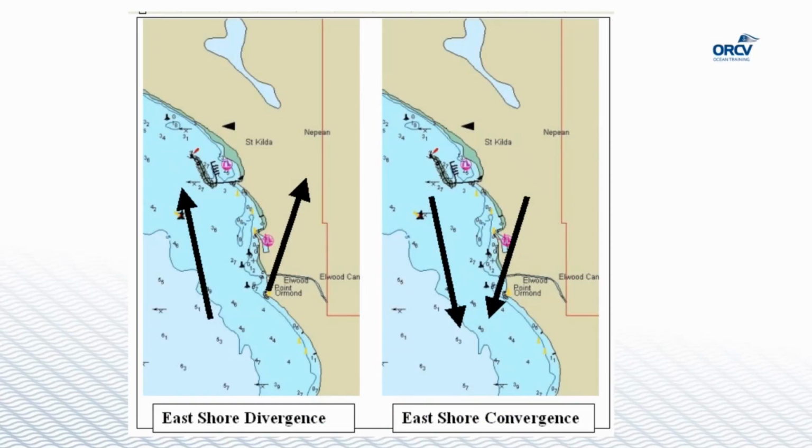Okay, somewhere after the break we start again here, and it's about divergence and convergence. In a southerly wind, in this case blowing along the eastern shore of the bay, Elwood, Brighton and that area, up there, you see the picture on the left that says East Shore Divergence.